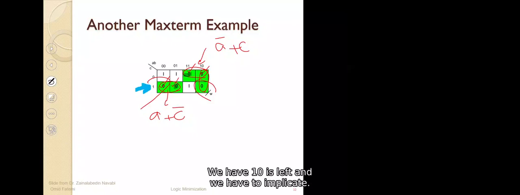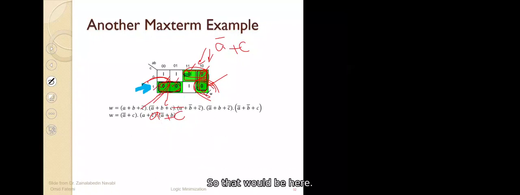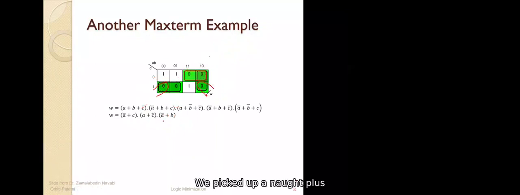So we have 1 0 left, and we have 2 implicates. We could select either one, whatever you want to select. A naught plus B. So you selected this one. Yes, or you could select this one, which would be B plus C naught. So whatever you pick up. So this and these are essentials, and they are already there, but you could use this or that one. We picked up A naught plus B, but you could pick up the other one.